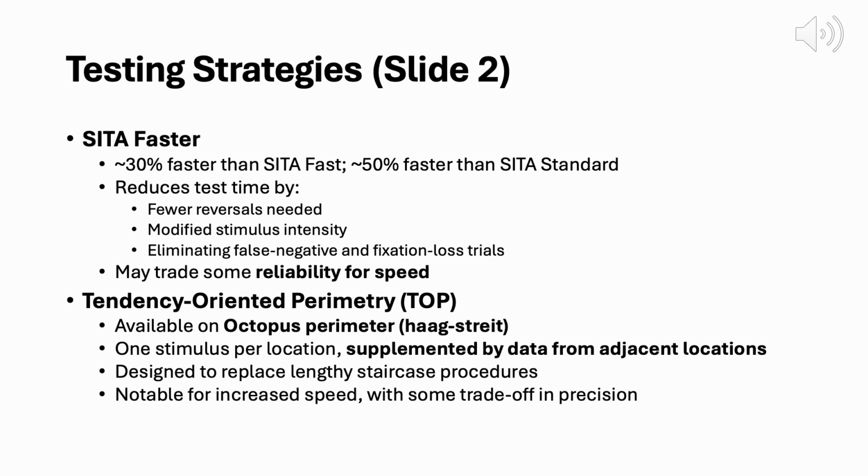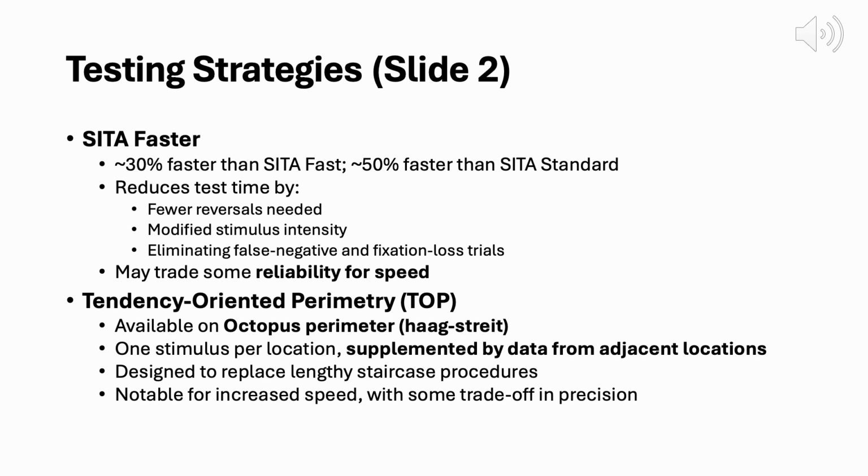The reduction in test time is achieved by using fewer reversals during threshold determination, modifying how stimulus intensity is presented, and eliminating false negative and fixation loss trials, which traditionally add to test duration. This all results in a much shorter exam, though it may come at the expense of some reliability, especially in certain patient populations.